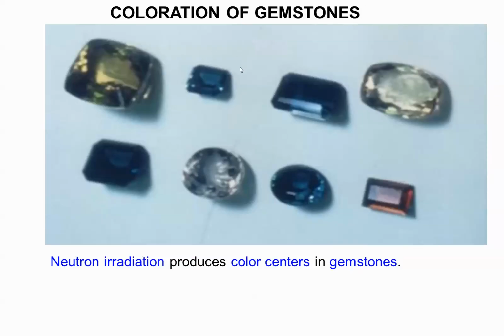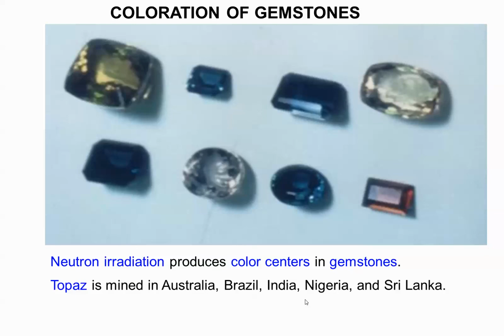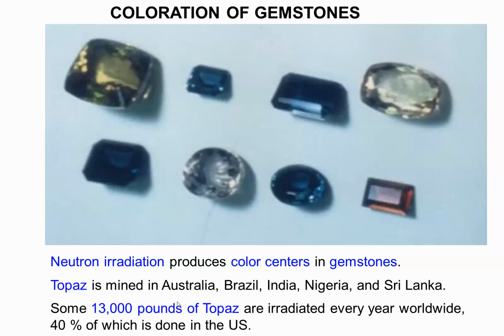Then another application: neutron irradiation creates color centers in gemstones. For example, topaz goes from a transparent color to a nice light blue, which enhances its value. Topaz is mined in many countries. Some 13,000 pounds of topaz are irradiated every year worldwide, 40% of which is irradiated in the United States.